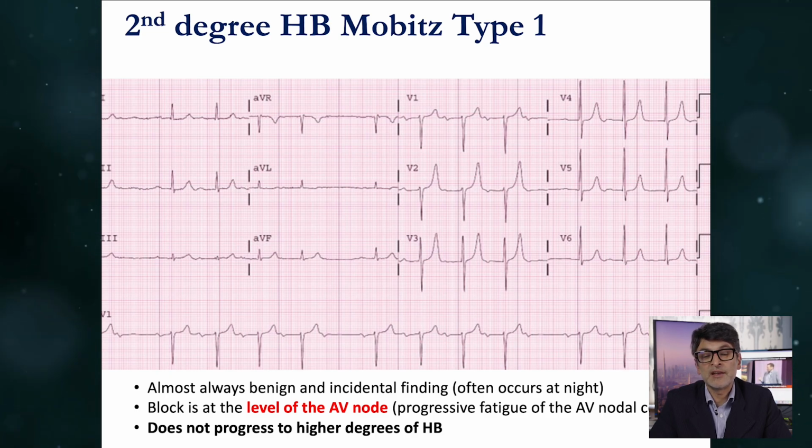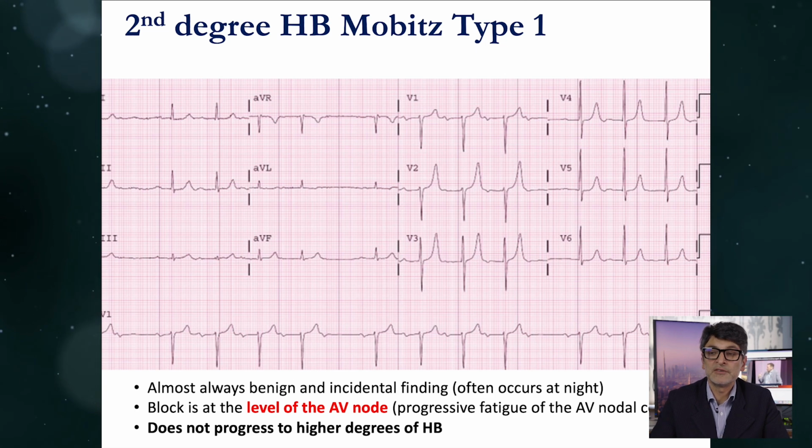And it's typically an amber flag. It's not necessarily associated with progress to high degree AV block, but in a symptomatic elderly patient, we would treat it like high degree AV block. In a young patient, we'd ignore it. It's due to high vagal tone.